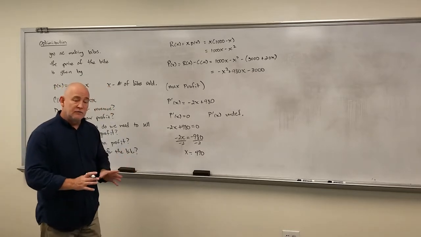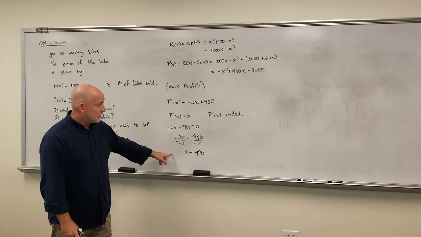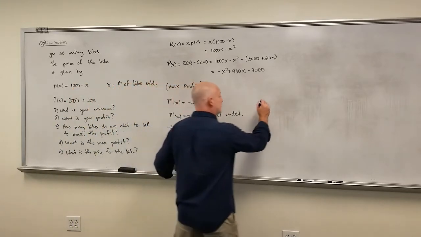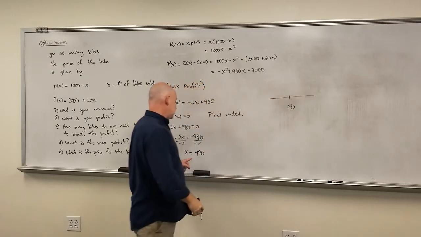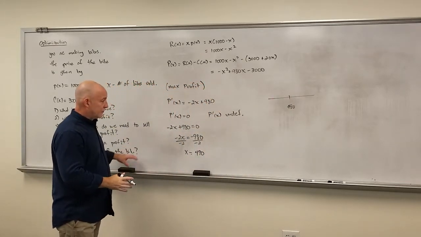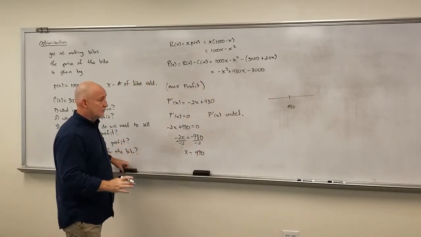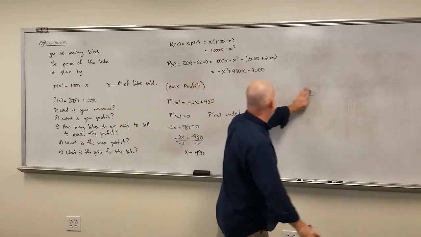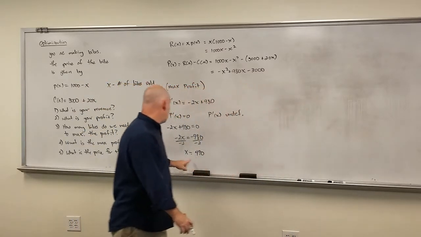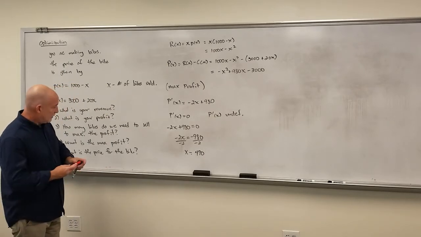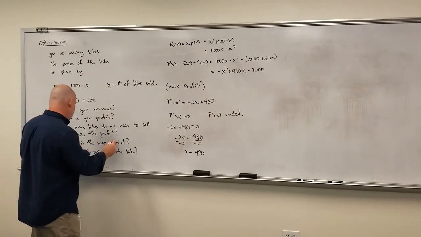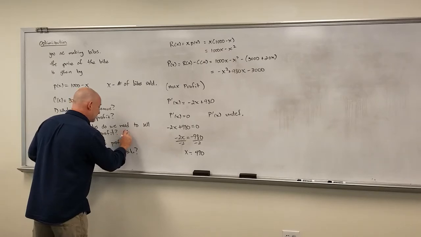Now you could do this if you just want to be safe. You could put this on a number line like we always do. 490. Pick values on each side and check it. Most of the time, as long as you did your math right, it should be either minimized or maximized. All right, so there's our value. So there's how many bikes that we need to sell for our profit. So I'm going to go ahead and just squeeze that answer in here. So we need to sell 490 bikes.